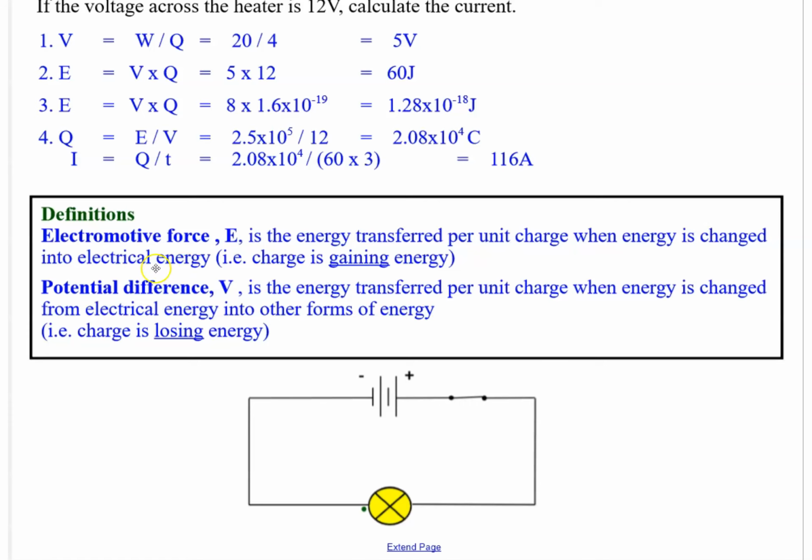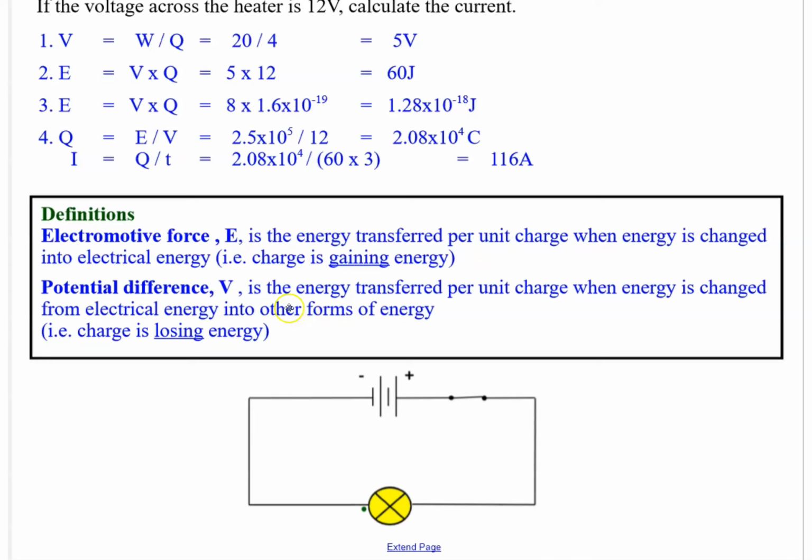If we refer to EMF, the definition as shown here is the energy transferred per unit charge, so that is our definition of voltage, W divided by Q, when energy is being changed into electrical energy, where the charge is gaining energy. This will be associated with the battery. The electron passes through, as we saw in the animation, and gains energy. So we have a transfer from chemical to electrical energy.